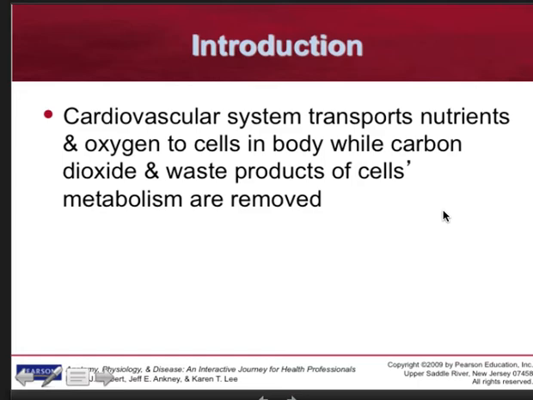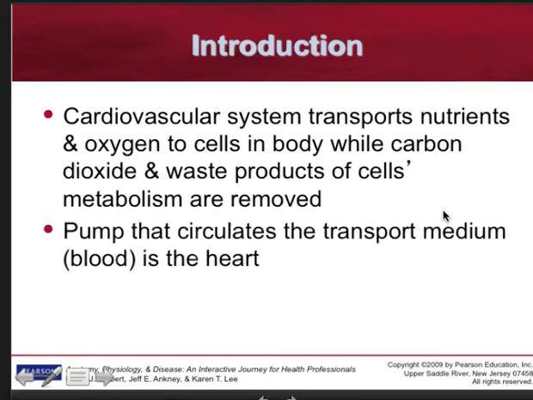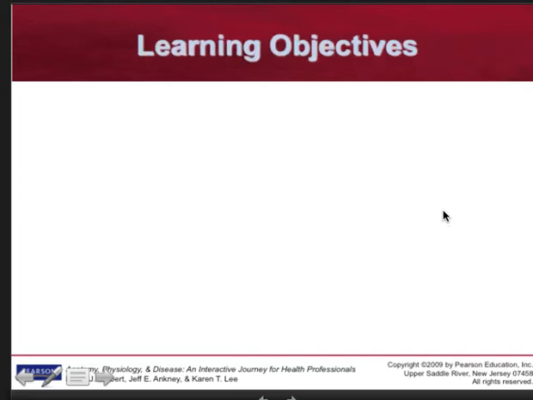It transports nutrients and oxygen to cells in the body while carbon dioxide and waste products of the cell's metabolism are removed. It also contains a pump that allows this fluid, blood, to circulate around the entire body in order to perform this task efficiently.